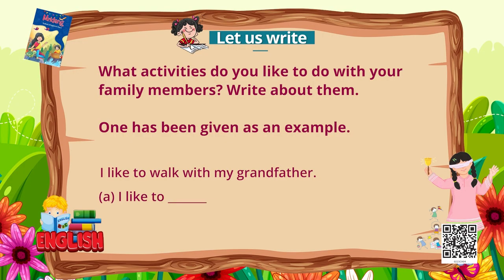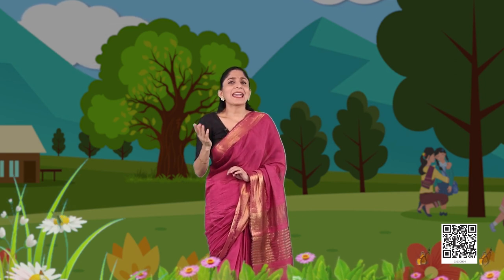I like to dash with my... Okay, you can write, I like to cook with my mother. Or I like to play with my brother. Or I like to paint with my friend. Or I like to listen to stories with my grandmother. So it could be anything. We have given you some examples. You have to think about the activities that you love to do with your family and simply write them.